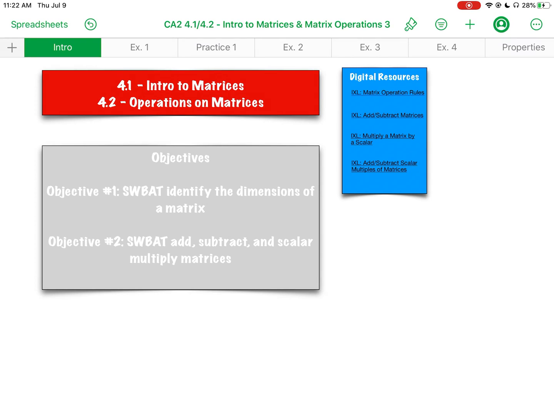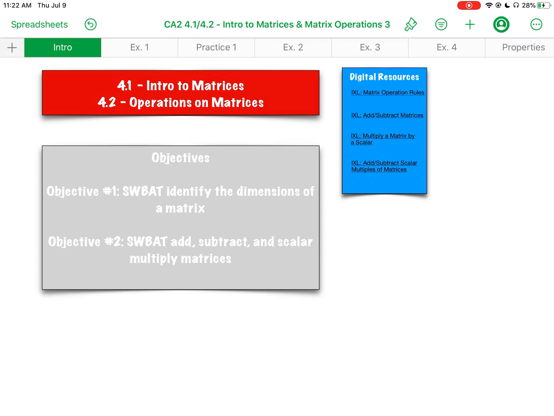And today we're going to be starting chapter 4 in our textbook, which is a chapter on matrices. In section 1, we're going to be looking at what a matrix is. And then I'm also going to cover section 2 in this video, where we're performing different operations on matrices.